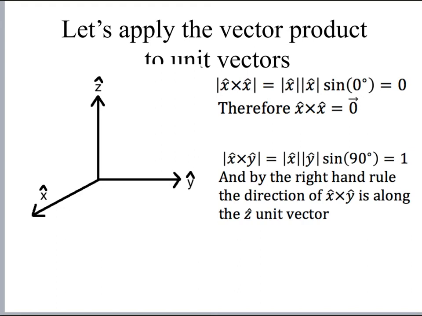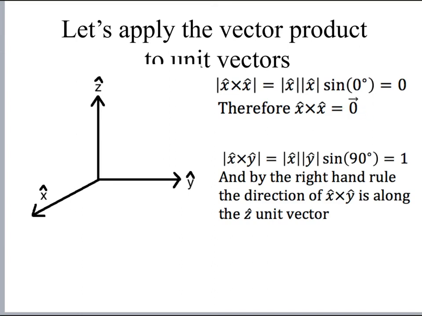So let's consider crossing, or taking the vector product of, a unit vector with itself. For example, x hat cross x hat. So we know from the definition that the magnitude of x hat cross x hat is going to be x hat magnitude times x hat magnitude. Those are each 1 because these are unit vectors, times the sine of the angle between them, which is 0. The sine of 0 is 0, so that means that x hat cross x hat is 0. And remember, we can write that as the 0 vector, because if it's a vector on one side, it's got to be a vector on the other side.